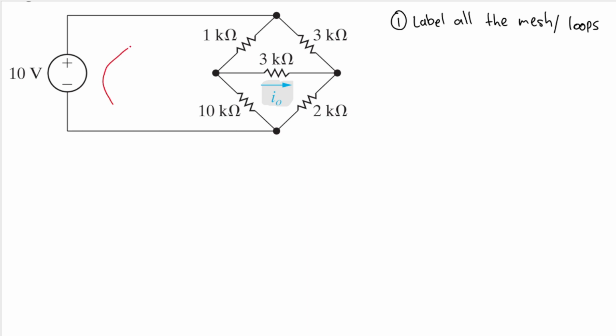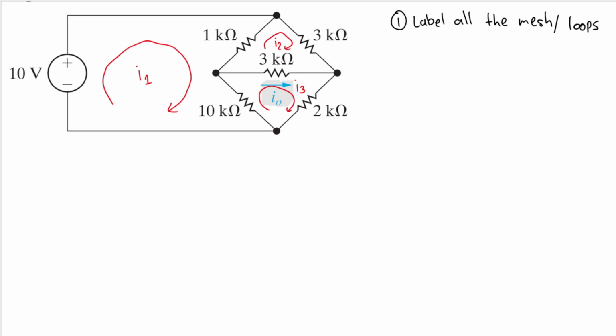So here we will have this one as loop I1. Good. And then here we have the second loop, which is I2. Good. And then here we have our third loop, which is I3. So we have I1, I2, and I3. I assume all of them are clockwise, but you can also assume all of them are counterclockwise, as long as you are consistent with your loops when solving the problems.